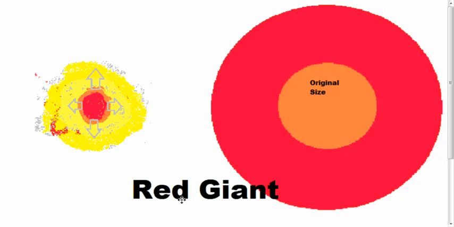And red giants are enormous. The sun is theorized, when it becomes a red giant, to engulf the Earth, and the Earth will be literally on the exterior of the sun's actual atmosphere.